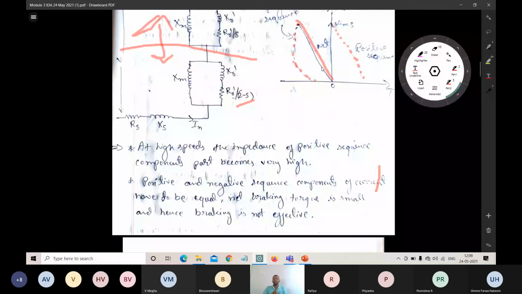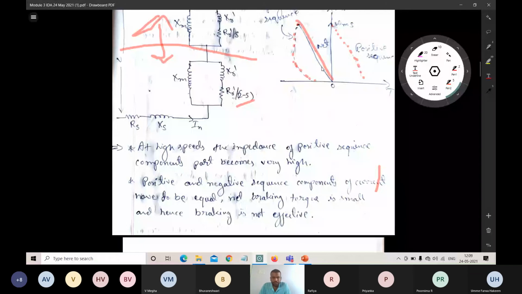So we can use AC dynamic braking in such applications. Everywhere you can't use AC dynamic braking, because the net braking torque that we generated here is small, and it is not enough to bring the motor from high speed to zero.